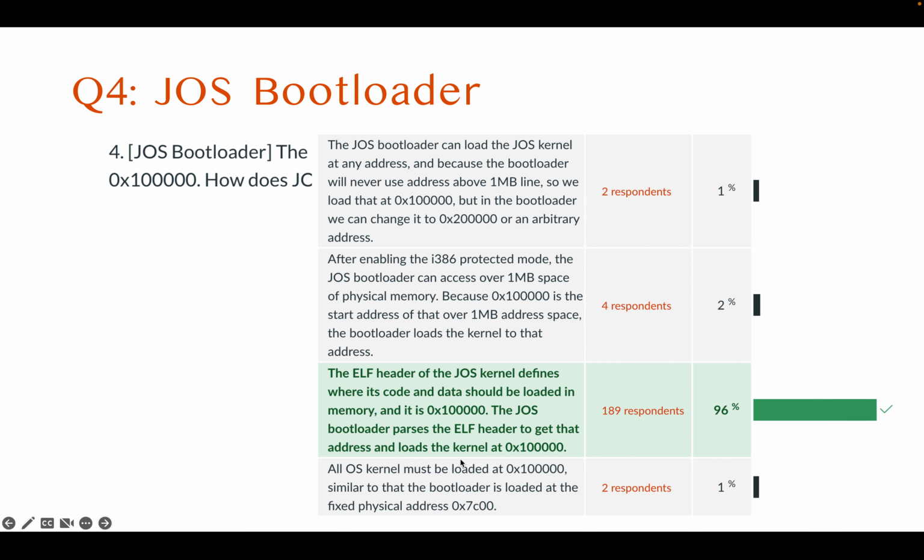Second choice: after enabling the i386 protected mode, the JOS bootloader can access over 1 megabyte of physical memory space, because 1 mega is the start address of the over 1 megabyte address space, and the bootloader loads the kernel to that address. This is also incorrect. We cannot arbitrarily select the address.